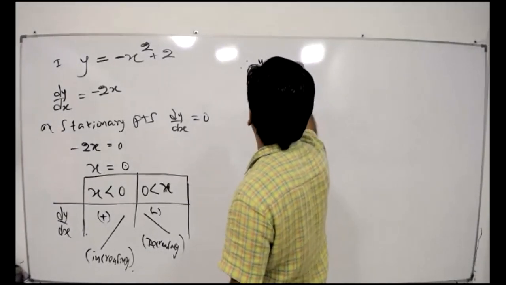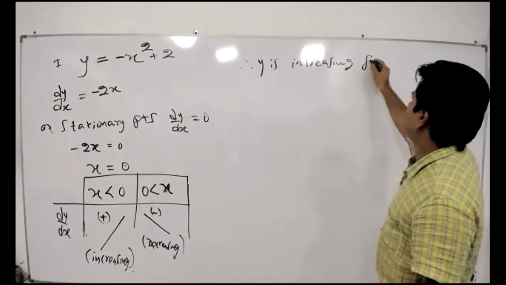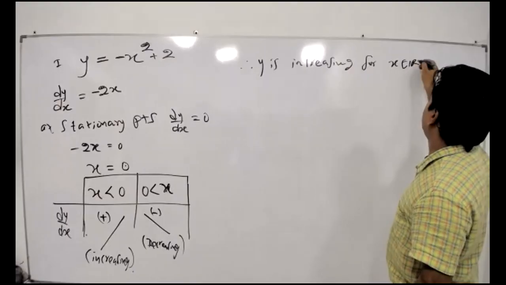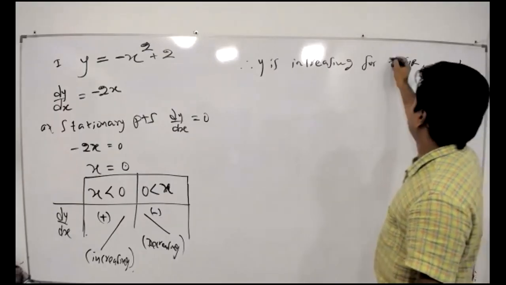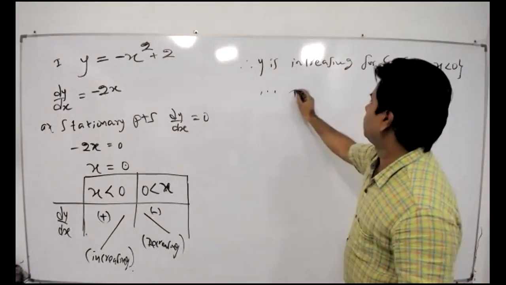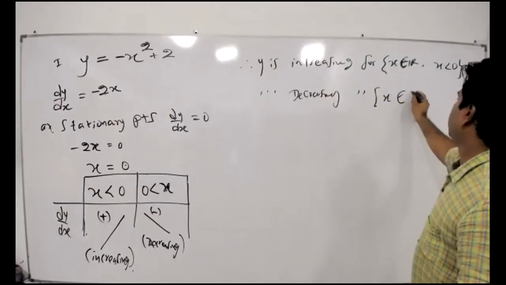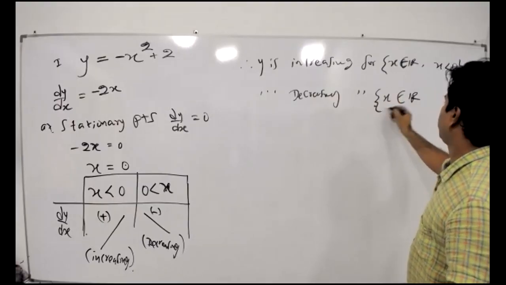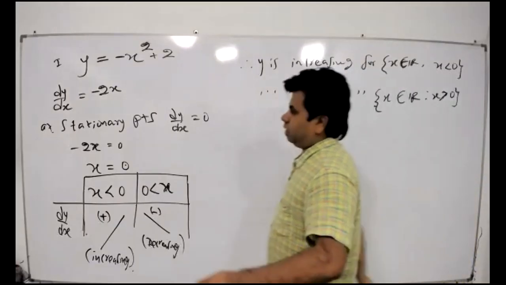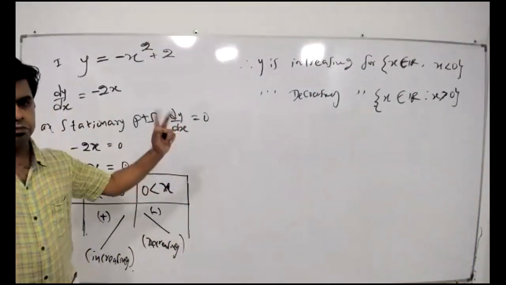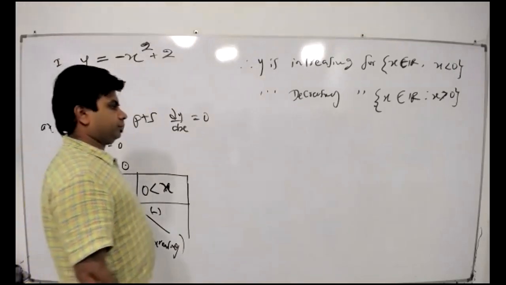Therefore, y is increasing for all real x, x lesser than 0. Then y is decreasing for all real x, x greater than 0. You can find out the values of x like this. It's a very simple idea. Clear? Okay, now please take the first one.